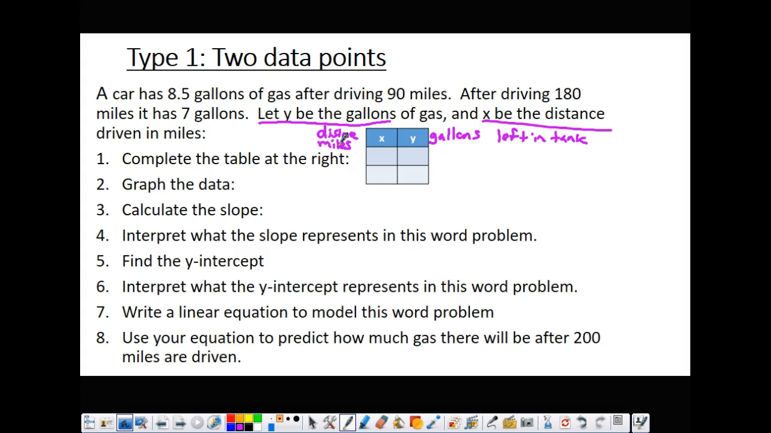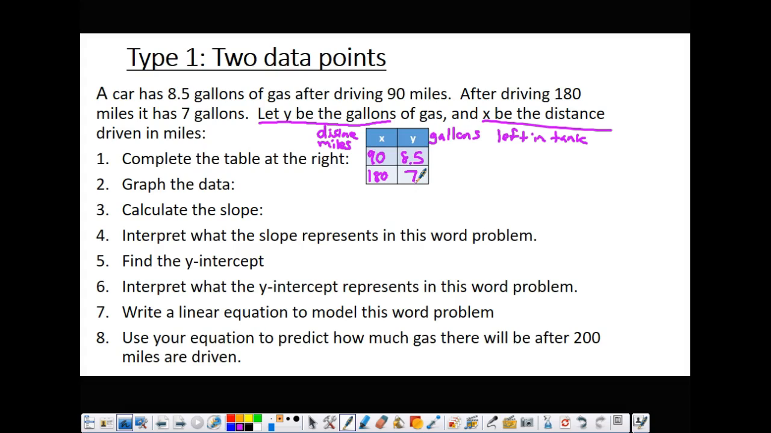Okay, so what we're going to do is fill in this chart here. They've given us 2 X values and 2 Y values. In other words, they've given us 2 distances and 2 gallons. So what's the first distance that they gave us? Hannah, pay attention. What was the first mile they gave us? 90. What was the gas that we had left in the tank when it was at 90? 8.5 gallons. And what was the second mileage they gave us? 180 and 7 gallons. All right, so there you go.